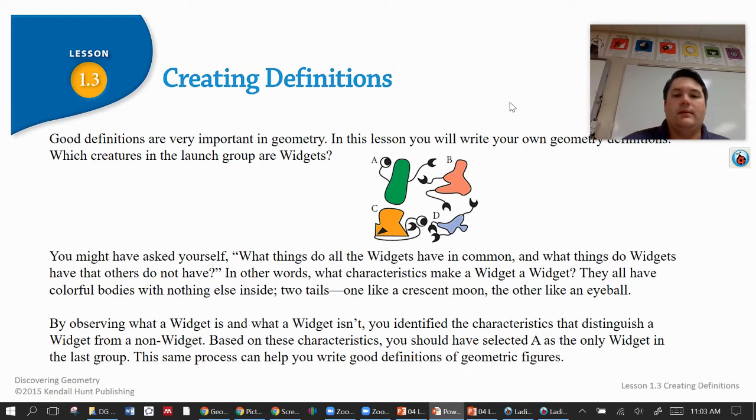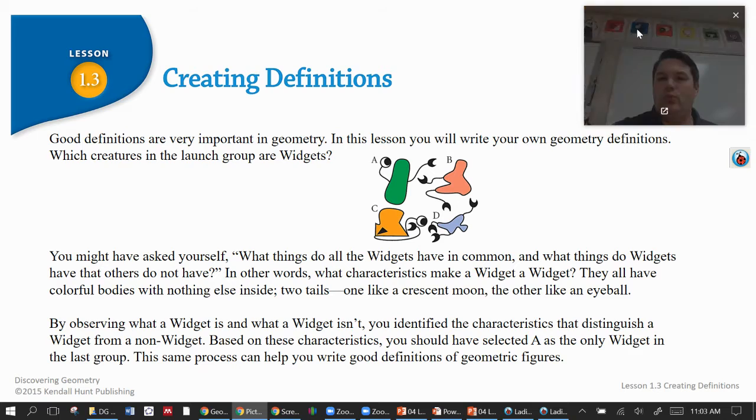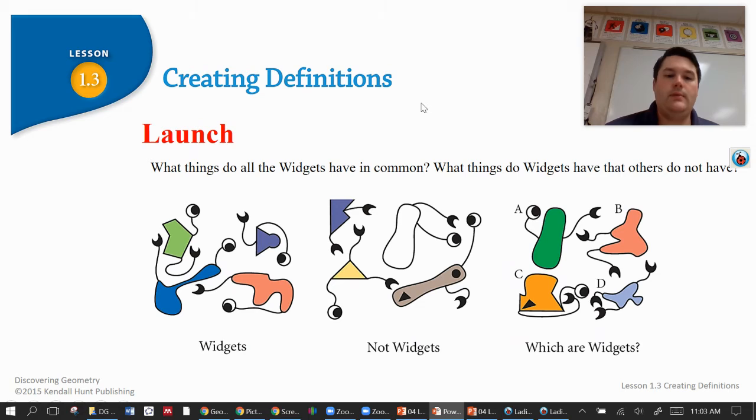Okay, so your answers to this one are going to be a little tricky. So the big question here is going to be, what makes a widget a widget? And one of the things you might want to ask yourself is, what do all the widgets have in common? And what things do widgets have that others don't? And so I'm actually going to roll back here. And if we look at the widgets, you're going to see they have some defining features here. They all happen to have one of these little eye things on them. They all happen to have one of these little claw things on them. And they all happen to be filled in with various different colors.